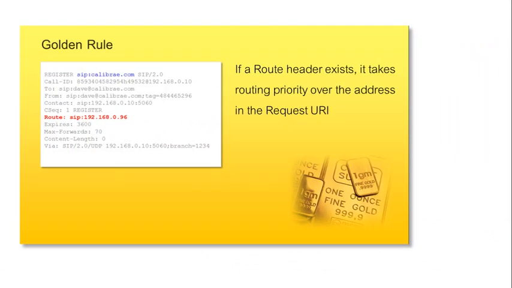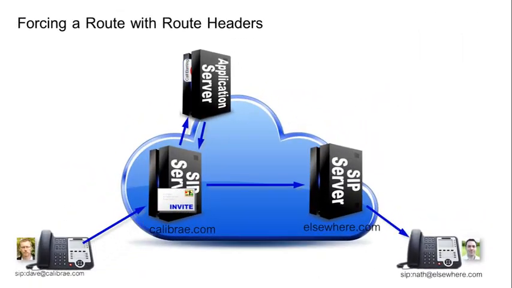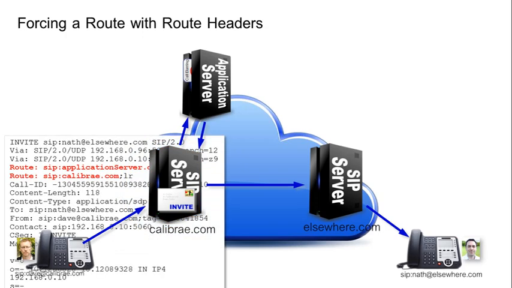It's the route header rule. If a route header exists, then it takes routing priority over the request URI address. To force a request over a different route, a server simply adds one or more route headers. To force the request to the application server and back, the basic SIP server simply adds two route headers, the first being the address of the application server and the second being itself.